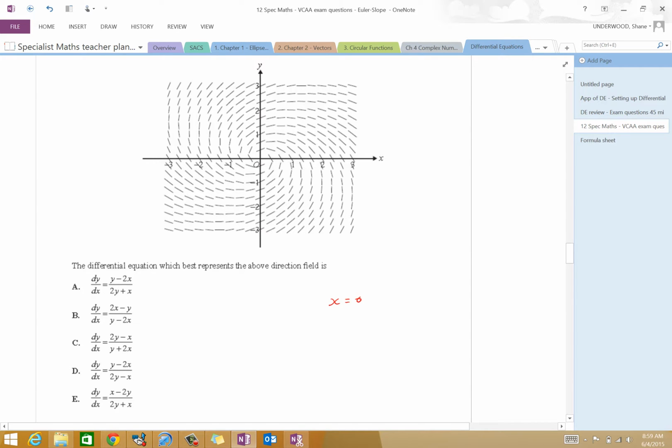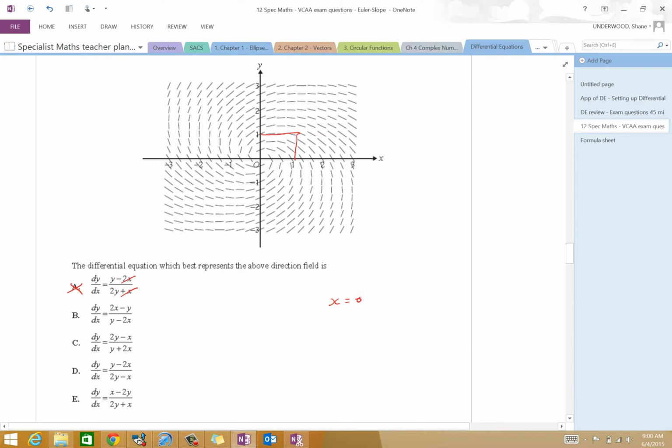Now, if it's constant, then if I had y over 2y, then that's a half. Does that gradient look like a half? It could. It can't be because it's a negative gradient at x equals 0. Yeah, so it can't be A. Can it be A? No. Can't be A. Okay. All right.